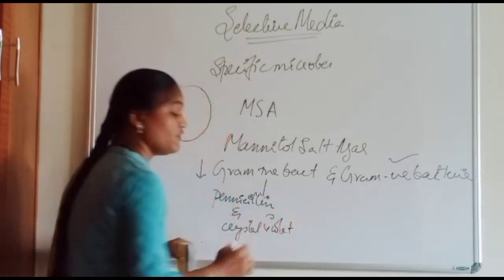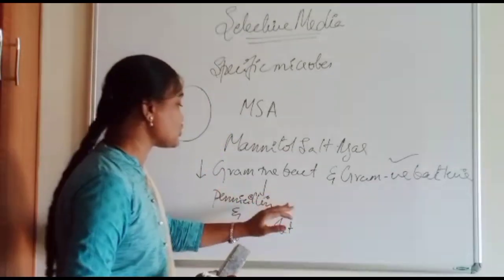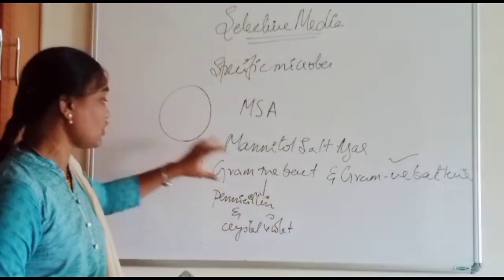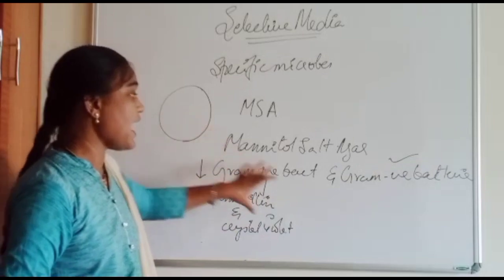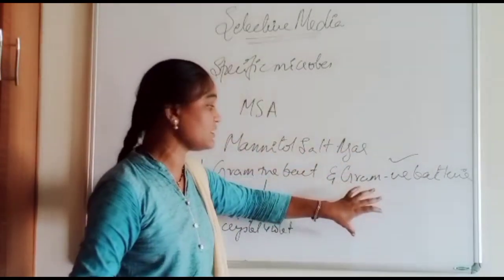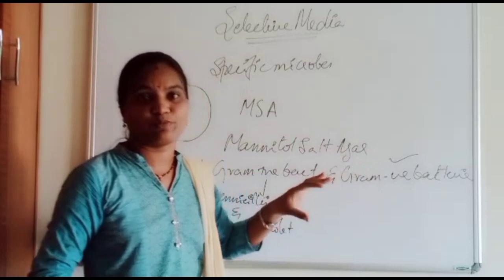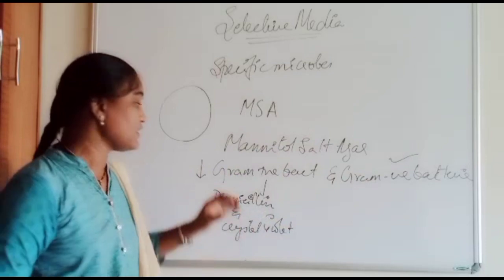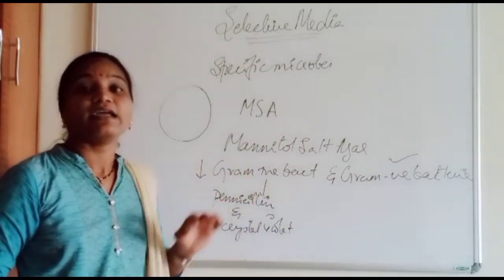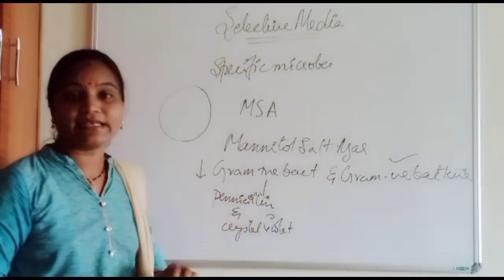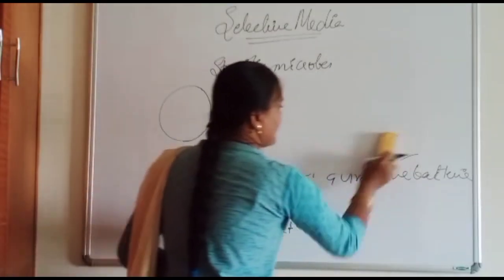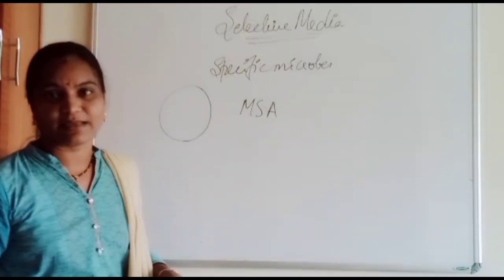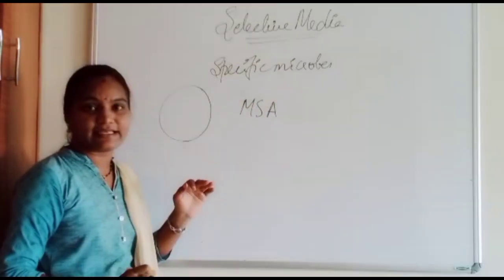By addition of penicillin and crystal violet, the growth of gram-positive bacteria is retarded in this Petri plate, and this selective media shows the presence of only gram-negative bacteria. Why? Because gram-negative bacteria are not sensitive to penicillin and crystal violet, whereas gram-positive bacteria are sensitive to them. So as I said earlier, MSA, that is mannitol salt agar media, is a very typical example of selective media.